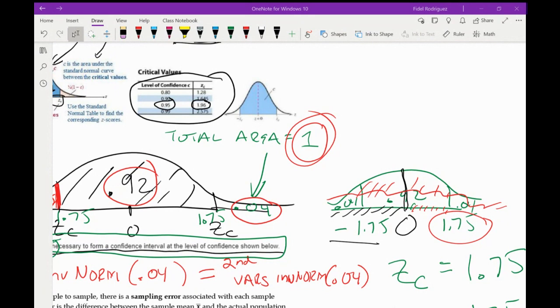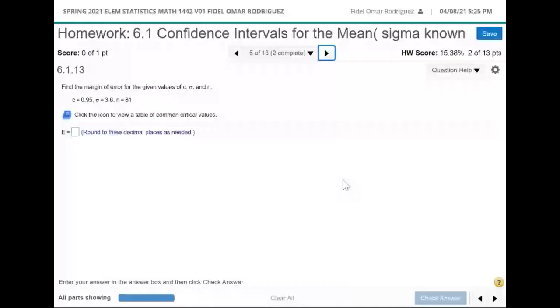Yes. Okay. So I'm going to show you something right here. So let me stop sharing this, and I'm going to share with you guys, Chrome tab. Here we go. So guys, this problem right here is number 5 in your homework. And I want you to notice something here. It says, find the margin of error. So this problem right here is almost identical to the one that we just got finished doing, okay? And it says, find the margin of error for the given values of C, sigma, and N.